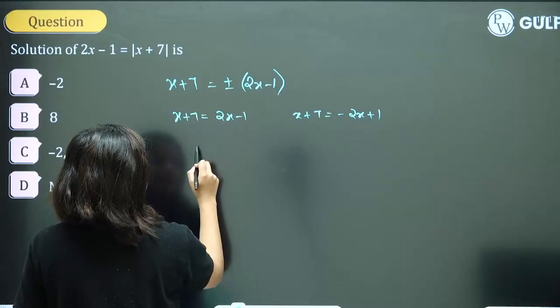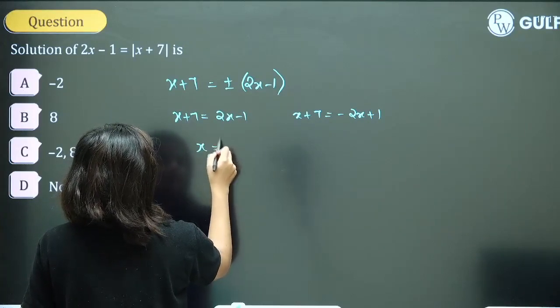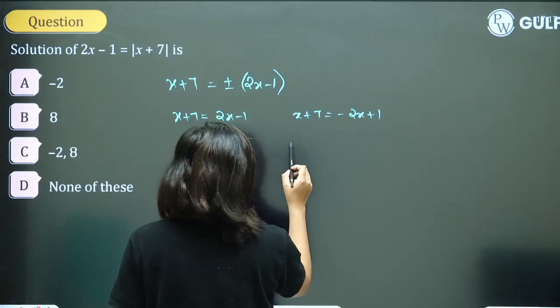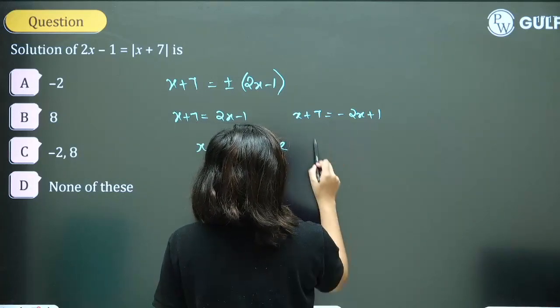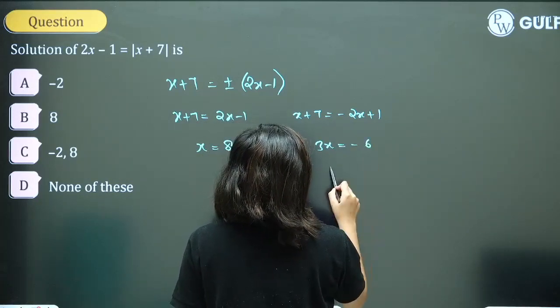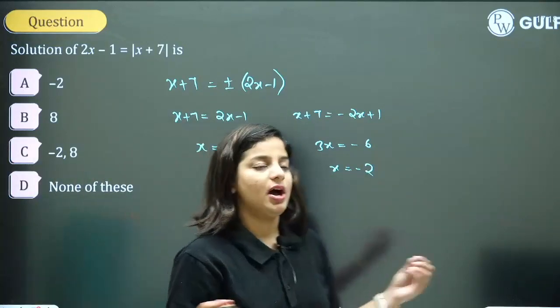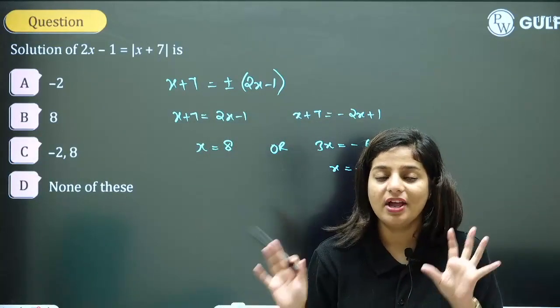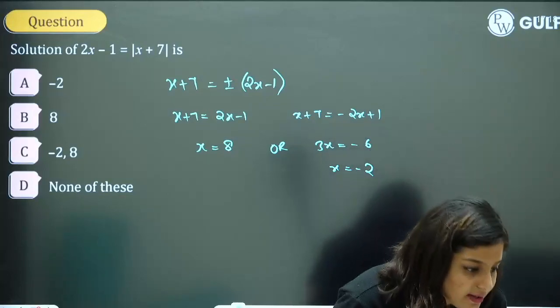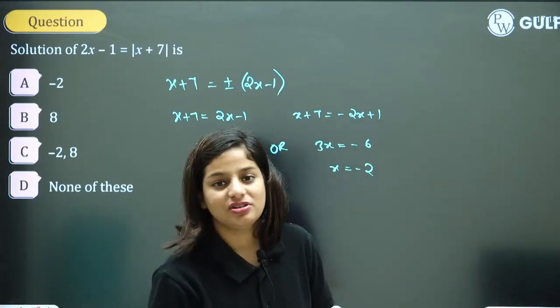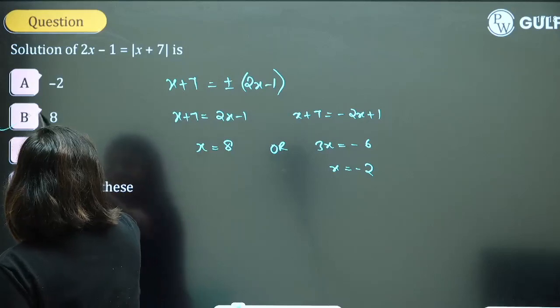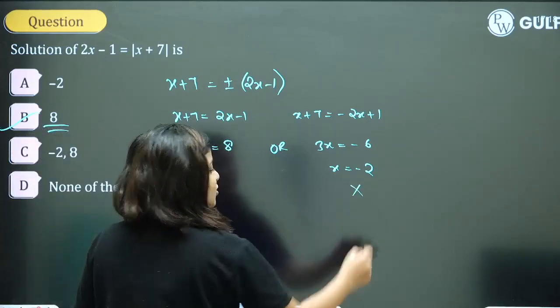Alright, 2x minus x is 7 plus 1, 8. Or 3x equal to minus 6, x equal to minus 2. So should we immediately go and mark the answer as C? No, we will not mark the answer as option C. It is not the answer. The answer is only B. And why? Minus 2 is eliminated.